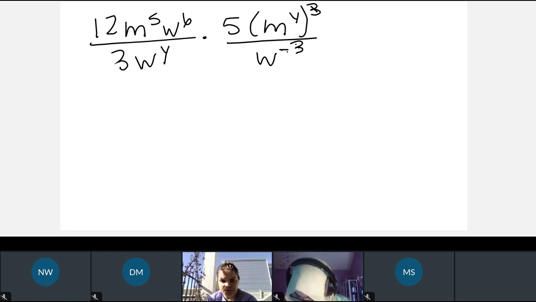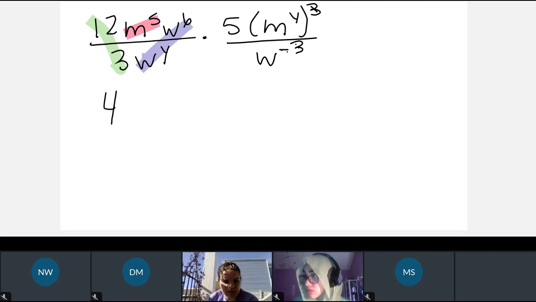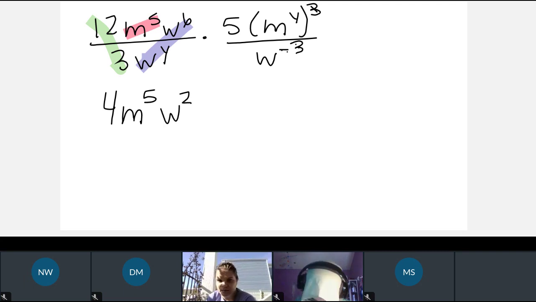All right. So this is one of those where there's a lot of steps. The first thing I'm going to do is on this left side here, I don't have any exponents or negatives that I need to get rid of. I'm just going to go ahead and simplify this. So I'm going to do 12 divided by 3. The m to the 5th just stays. There's nothing to subtract. And then I'm going to subtract these w's. So 12 divided by 3 is 4. m to the 5th, w squared.